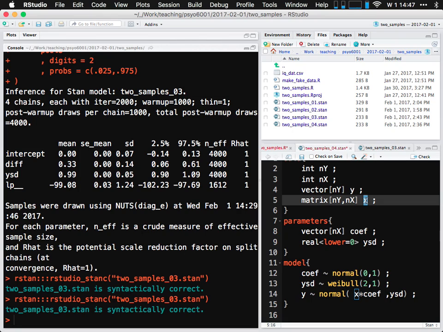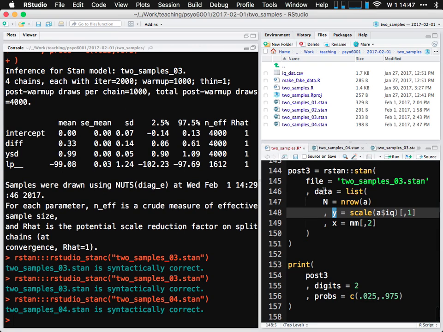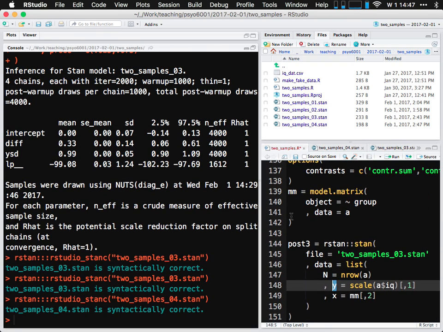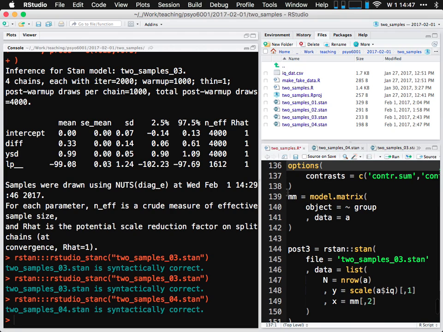Is that what NX is right there? In 5, NX is going to be 2 because we're going to create a model matrix with 2 columns. Maybe that's an intercept. This will make more sense once we get there. Okay, so I'm gonna save. Sorry, no, I agree, I could have planned this out a little bit better.